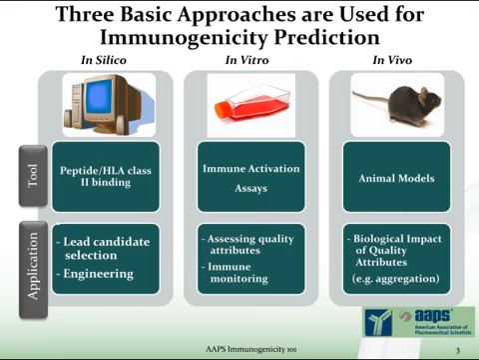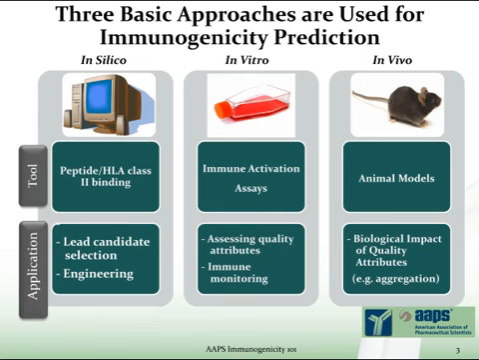The second category is in vitro tools, and these refer to a variety of in vitro cell-based and non-cell-based assays. The most frequently used approach is cell-based immune activation assays. There are many varieties of these assays and many types of readouts. I'll provide more details in the following slides. These assays are often applied in a comparative manner, for example, in assessing the impact of quality attributes, such as protein aggregation. These same assays can also be used for immune monitoring for cases where the mechanism of action of a molecule might alter immune function.